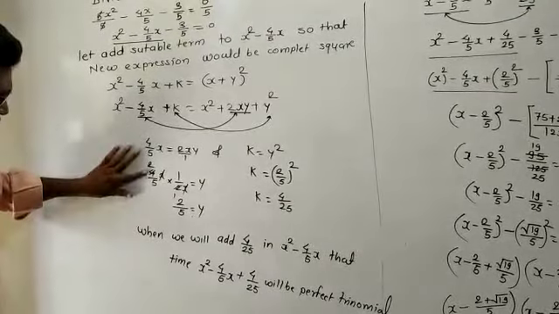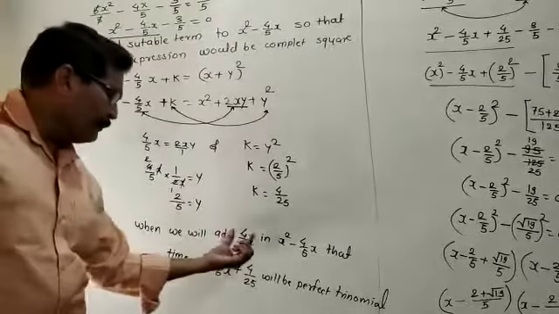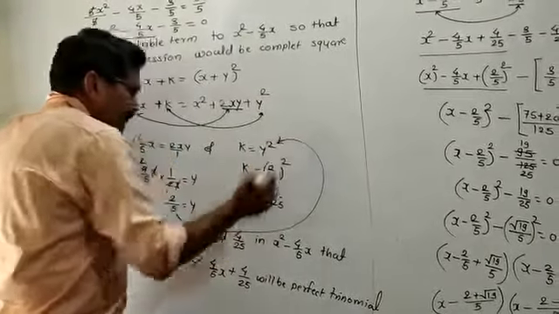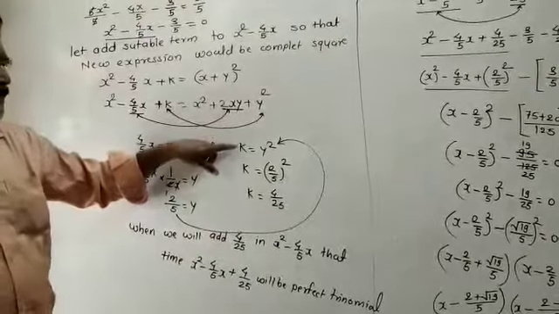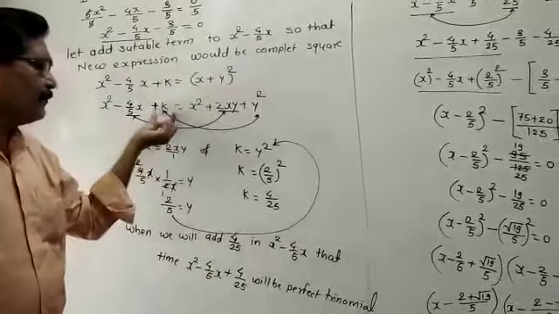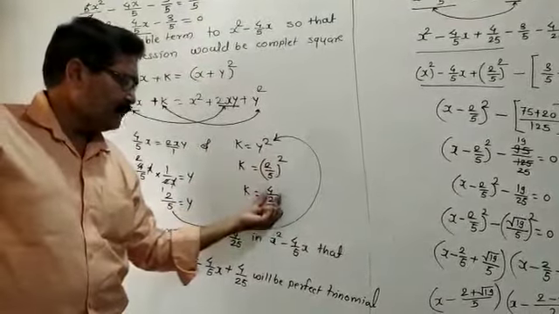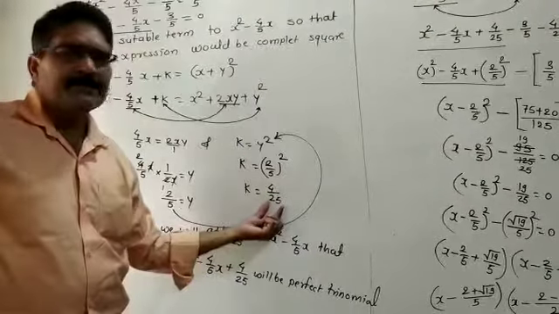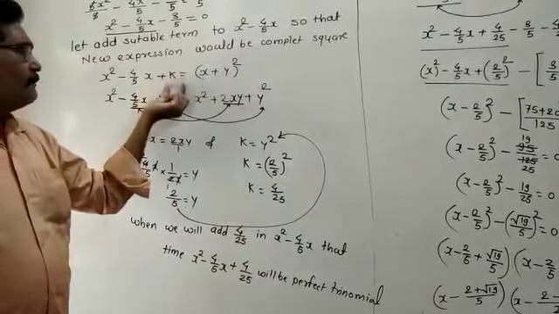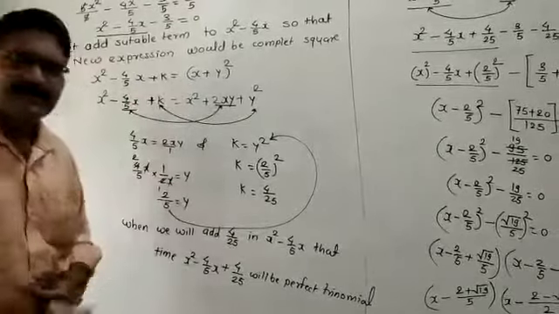After that, when we add this 4 upon 25, you have to put this value y is equal to 2 upon 5 in k. In the k is equal to y square. At that time we will get the value of k. K is equal to 2 upon 5 bracket square, 2 square 4 and 5 square 25. This one is the perfect square term. This value of k is the perfect square term. That time the new expression will be the complete square term.